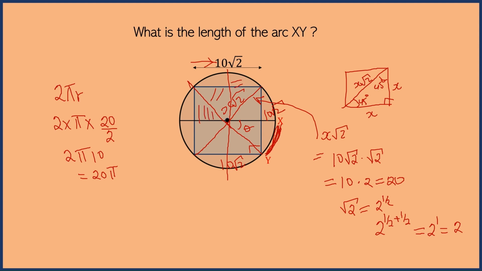1, 2, 3, 4, 5, 6, 7, 8. So xy now is going to be equal to 20 pi over 8, which is just going to be equal to what? This goes in here 4, this goes in here 10, this goes in here 2, this goes in here 5. So after reducing, it's going to be 5 over 2 pi.